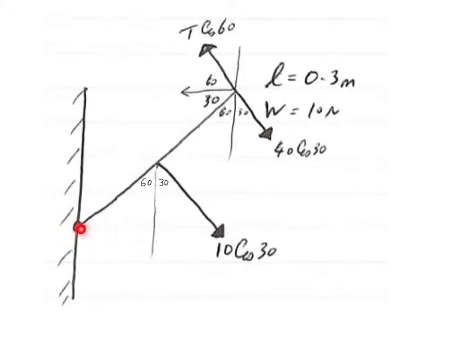That eliminates the x and the y force. So we must get these forces at right angles. Get your angles correct. So that's 60, that's 30, which means we have 10 cosine of 30 going this way. We have 40 cosine of 30 here, and t cosine of 60 going this way.